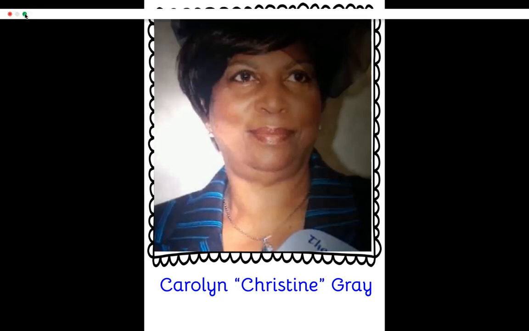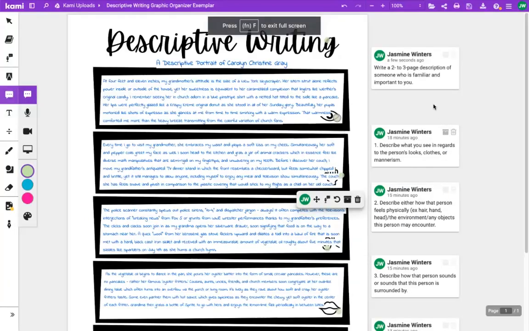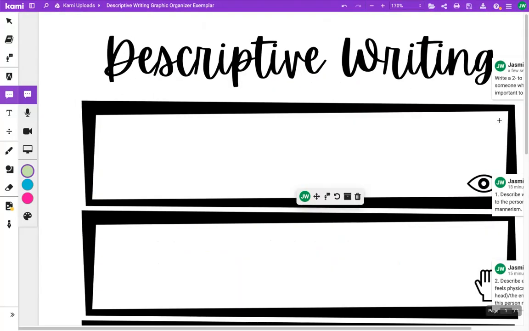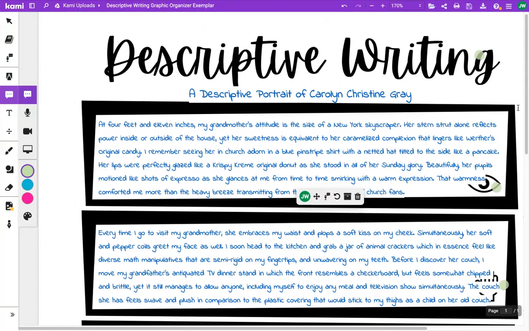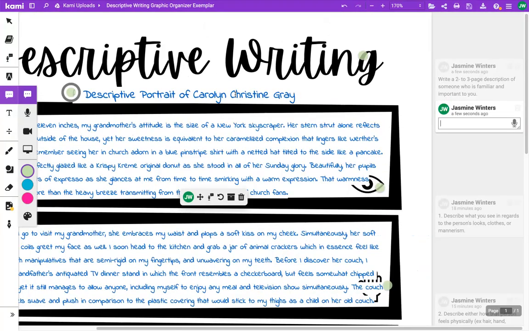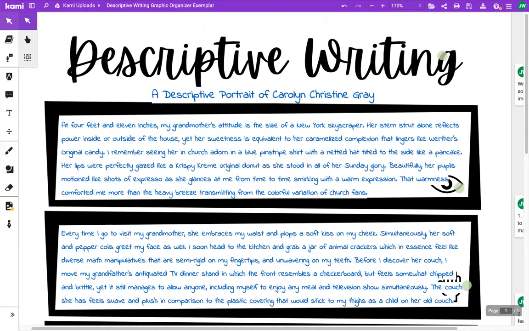All right, so moving forward, again, the goal is to write a 2 to 3 page description of someone who is familiar and important to you. So here's the exemplar. You will get your own template. It will be blank, of course. You're going to go ahead and at the top, make sure that you place your title, a descriptive portrait of, and then whomever that person's name is, okay?